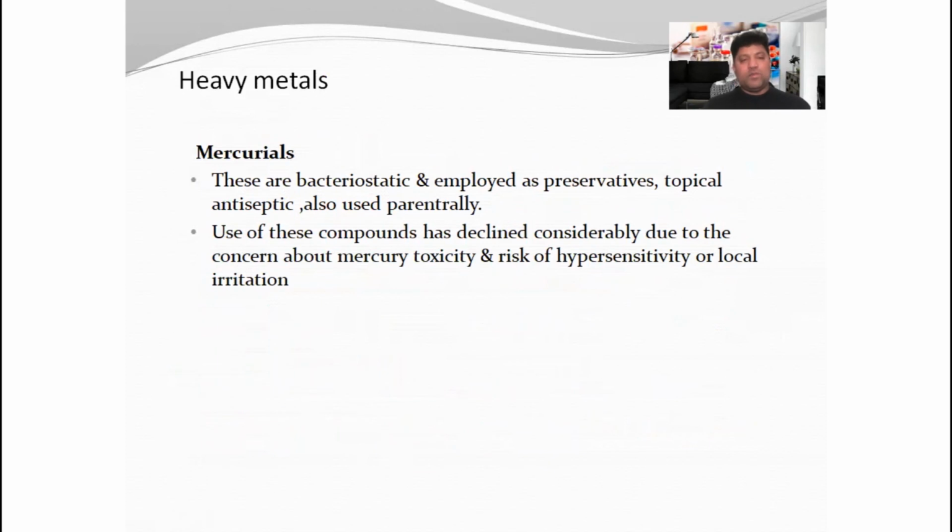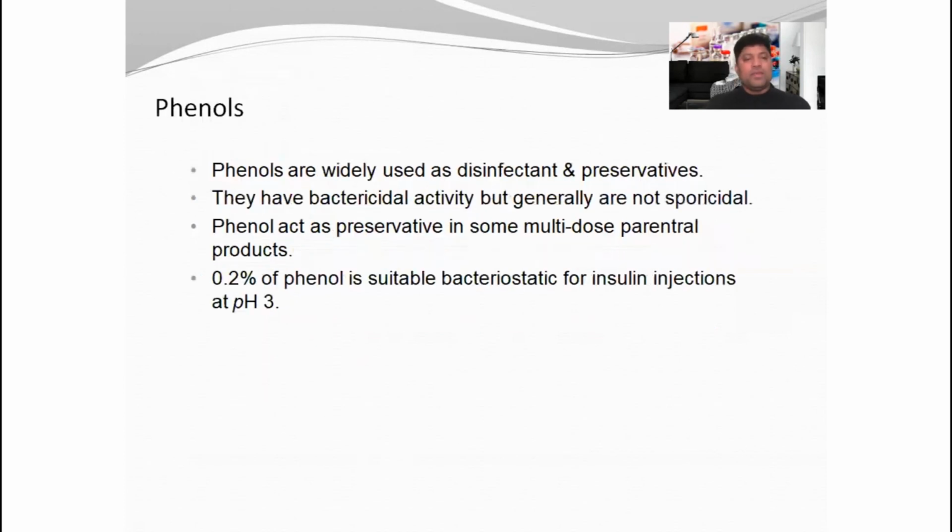In heavy metals, we use the mercurials. Mercurials are bacteriostatic and applied as preservative, topically antiseptic, and used in parenteral preparation. Use of these compounds has declined considerably due to the concern about mercury toxicity and risk of hypersensitivity or local irritation. Next class of preservative is the phenol.